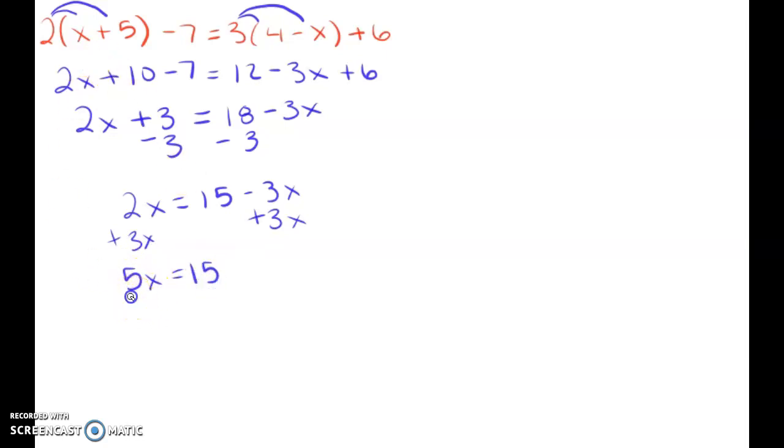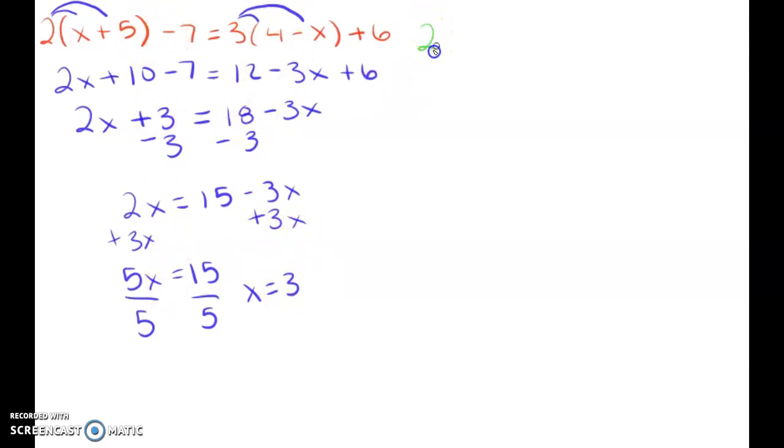And now we just need to solve. So we just divide 5x by 15, and x equals 3. Now we have our solution. We need to plug it back into the original equation to make sure that it fits.